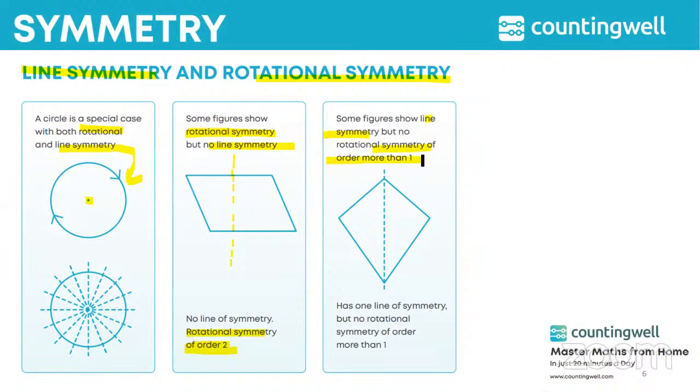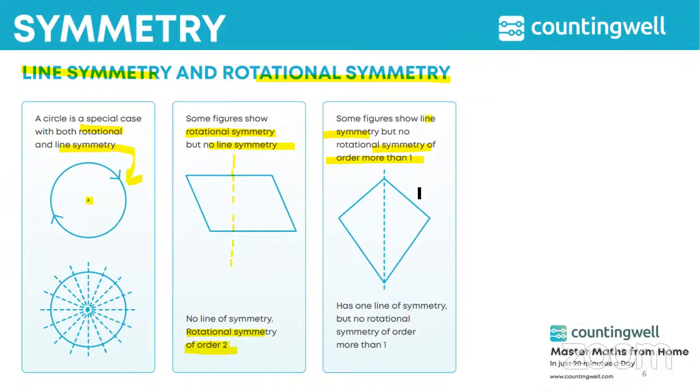In some cases, figures show line symmetry but no rotational symmetry of order more than 1. Note that every figure having line symmetry will have rotational symmetry of order 1, because after a 360-degree rotation, that object will always look the same. So the order of rotational symmetry is 1 for any figure having line symmetry. But for some figures having line symmetry, there cannot be rotational symmetry of order more than 1.